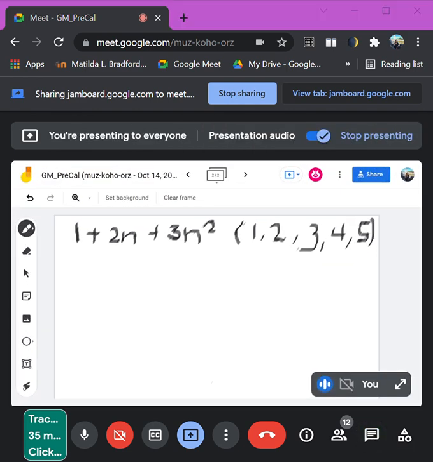Okay, let's get the values. Class, what is the value if our n is equal to 1? I'll no longer show the solution. If n is equal to 1, what is the answer? 6. Okay, 6. Same answer as Rojo? 6? Yes. Okay. How about if our n is equal to 2?